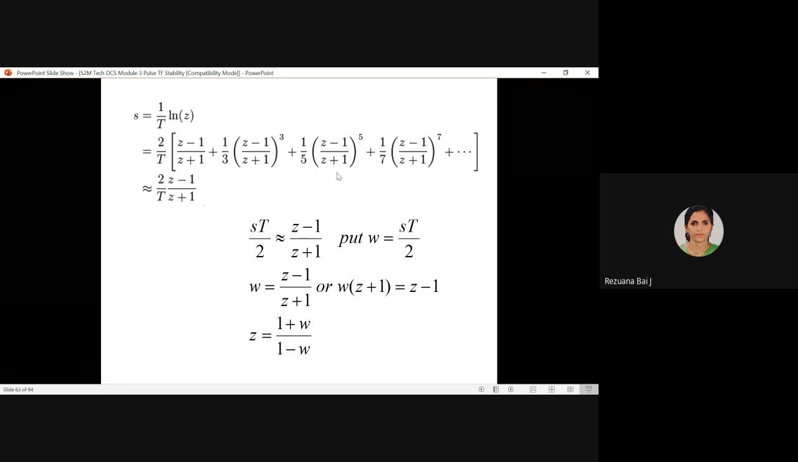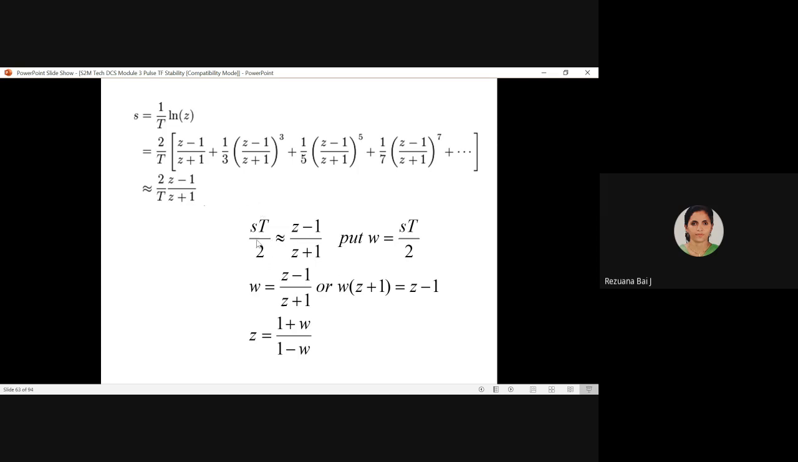What is the approximation that is done in the first order approximation? The other orders, the higher orders, are negligible. So that is what he had done. So st by 2 here, you are getting s is equal to 2 by t into z minus 1 by z plus 1. So st divided by 2 is z minus 1 by z plus 1. That's what is put here.